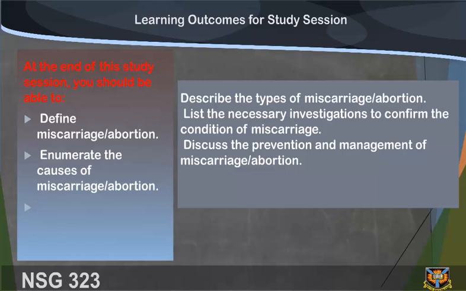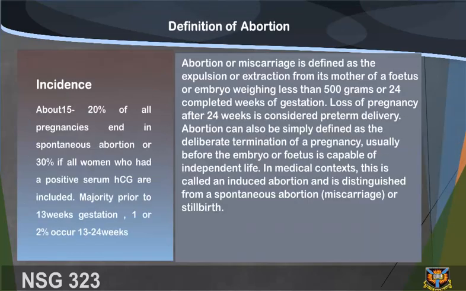Learning outcomes. At the end of the study session, you should be able to define miscarriage and abortion, enumerate the causes of miscarriage and abortion, describe the types of miscarriage or abortion, list the necessary investigations to confirm the condition of miscarriage, and discuss the prevention and management of miscarriage or abortion.